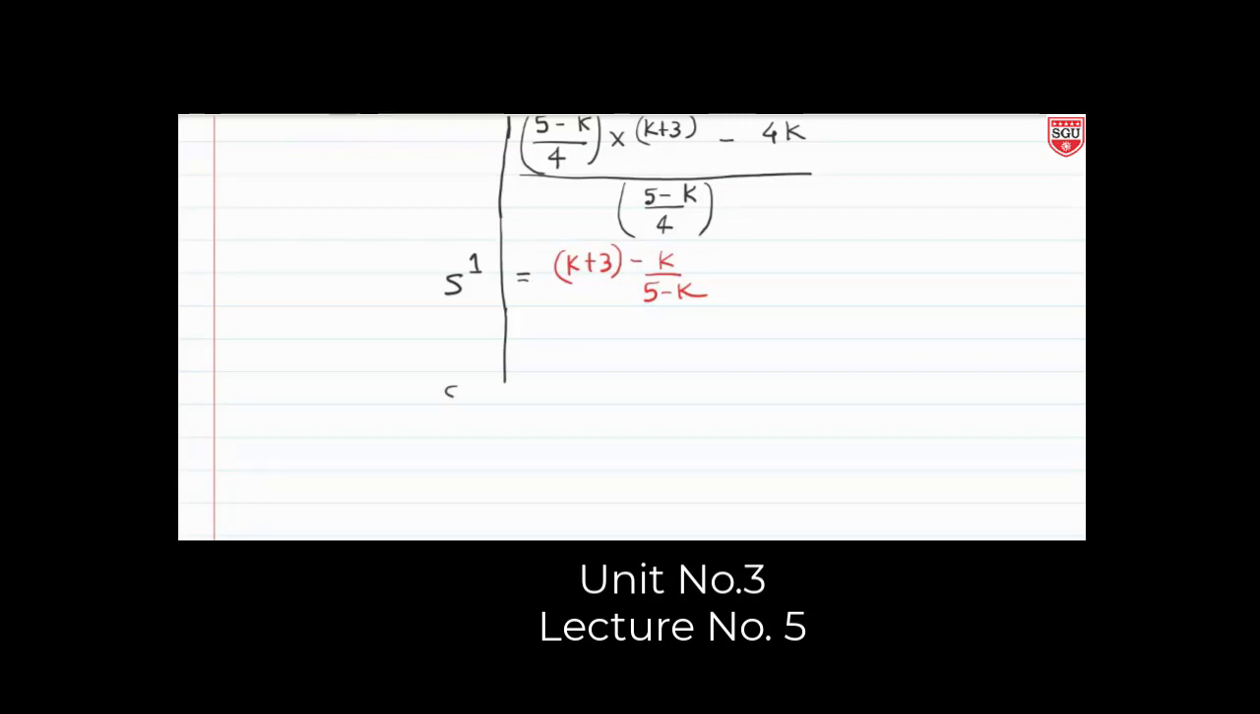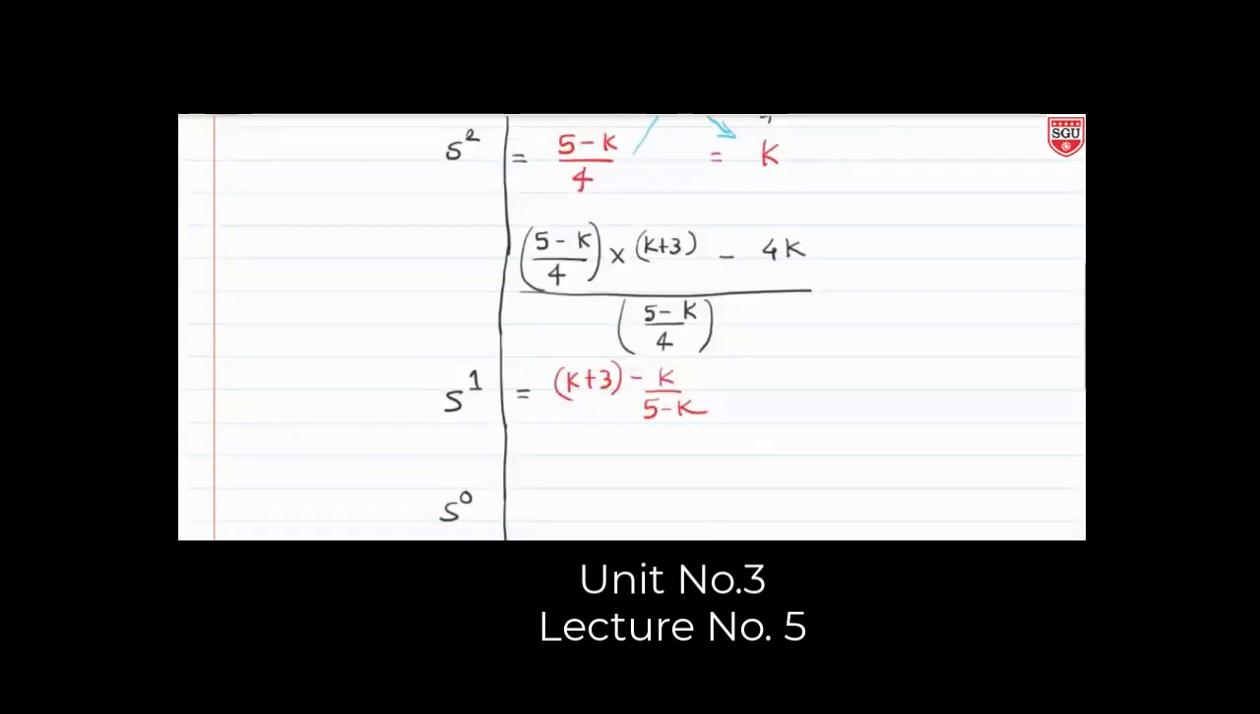Okay, then s raised to 0. Last step. What is the answer? S raised to 0 will be the multiplication of this with this, and this with the 0.